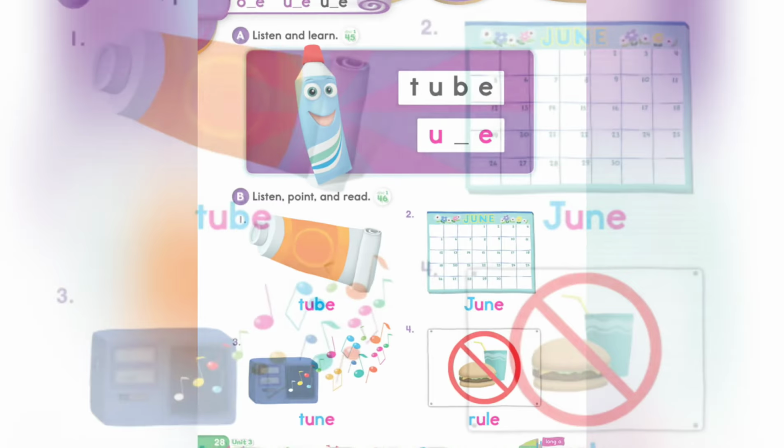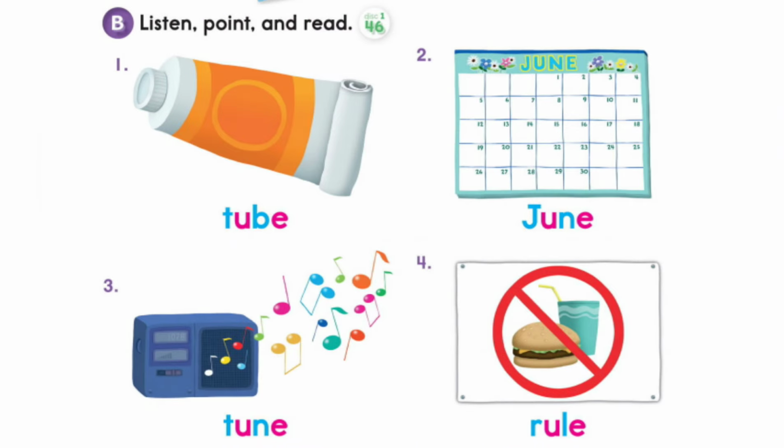Page 28. B. Listen, point, and read. 1. T. Ooh. B. Tube. 2. J. Ooh. N. June.